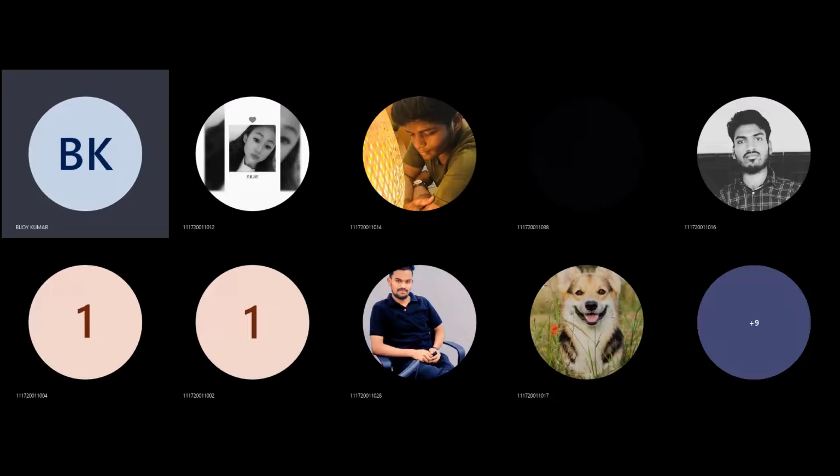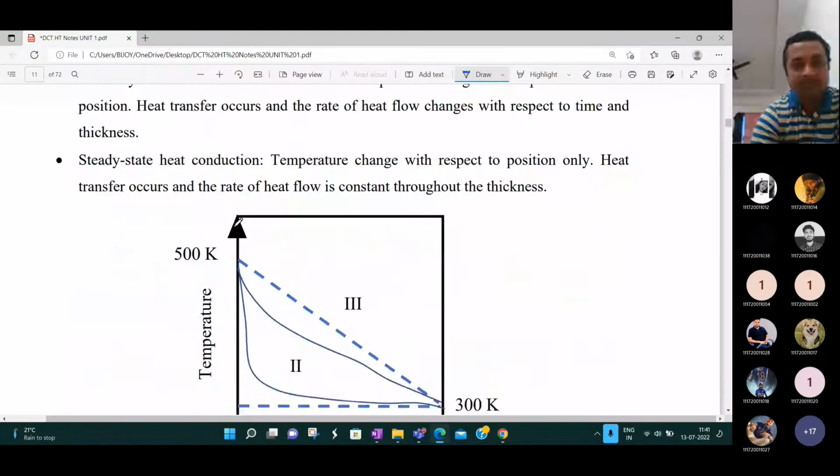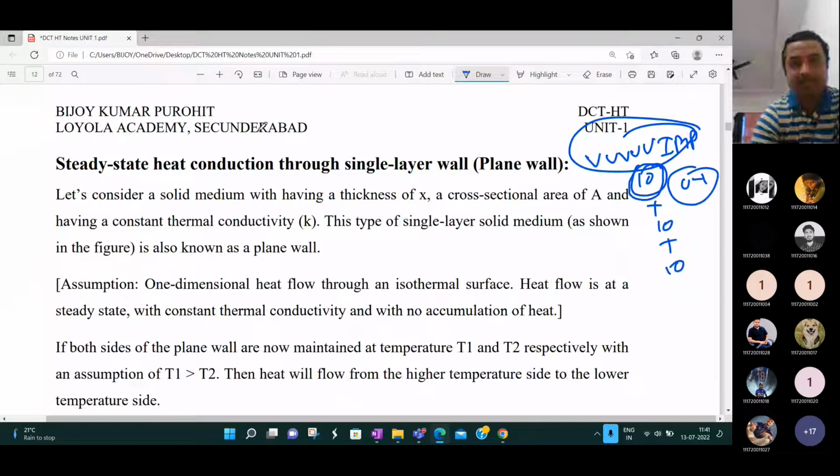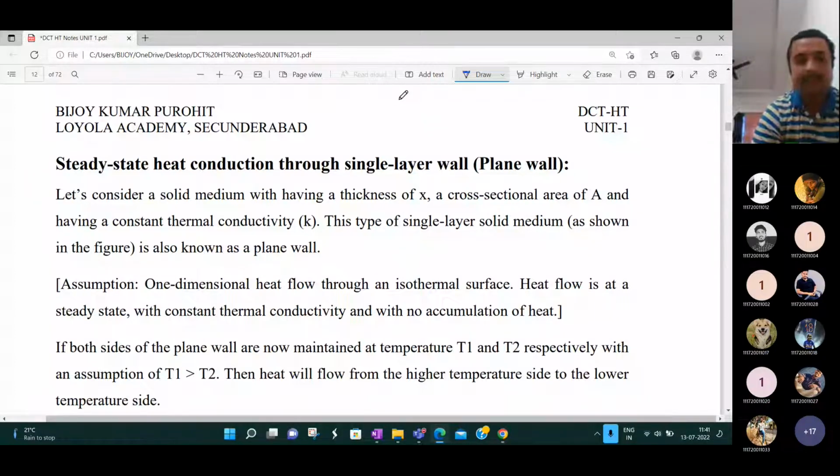So we will discuss this numerical, a 10 marks, very important question. That is steady state heat conduction through a single layer wall, or we can say a plane wall. Steady state heat conduction through a plane wall, or we can say a single layer wall.